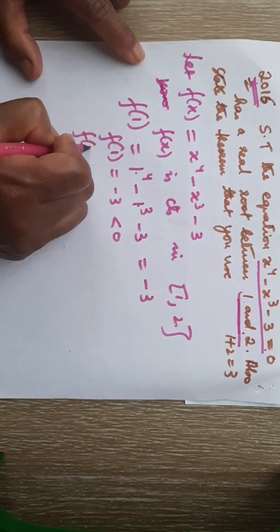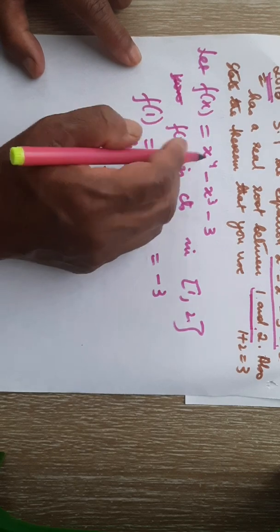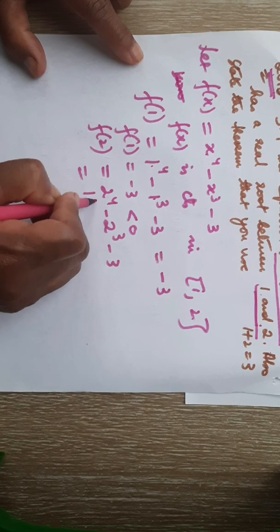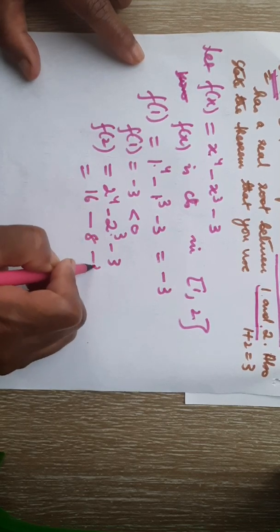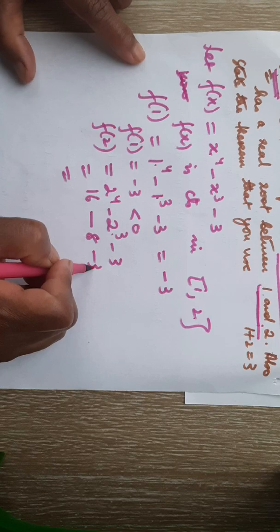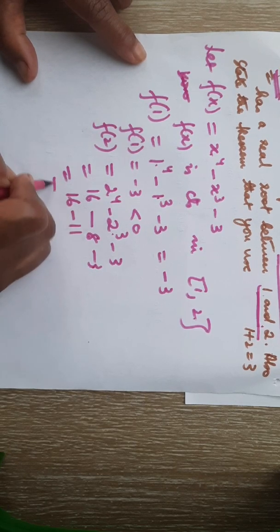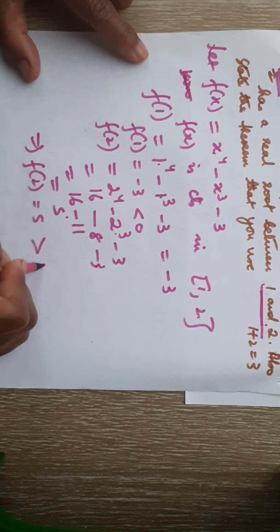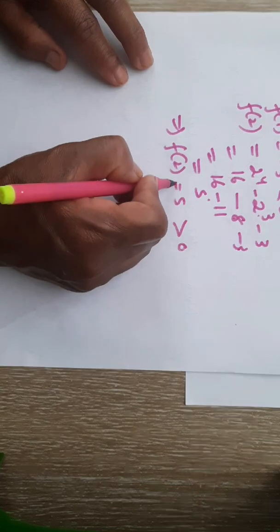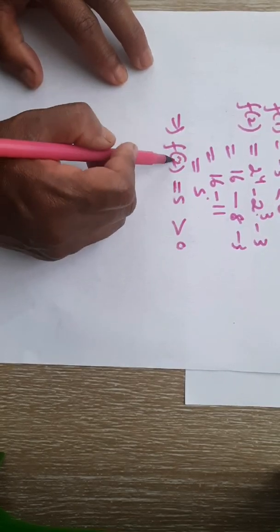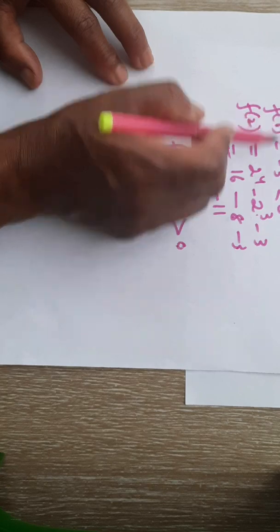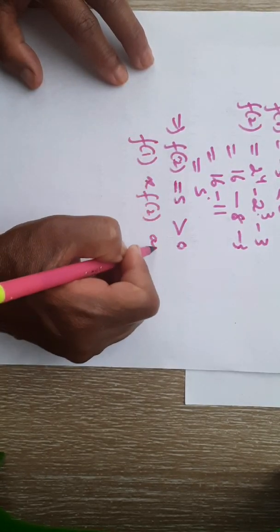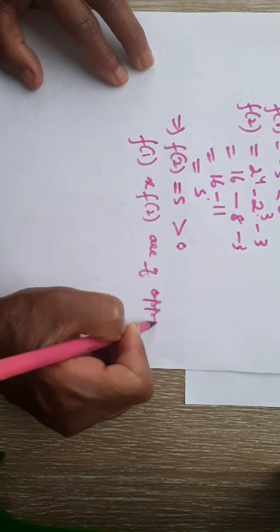Let us find out what is f(2). f(2) gives you what? It will be 2^4 - 2^3 - 3. Now 2^4 will be 16, minus 8, minus 3. So minus 8 minus 3 will become minus 11. So 16 minus 11 gives you 5. So this implies that f(2) = 5, which is greater than 0. Now you see this one, f(2) = 5 is greater than 0, f(1) = -3 is less than 0. That means f(1) and f(2) are of opposite sign.